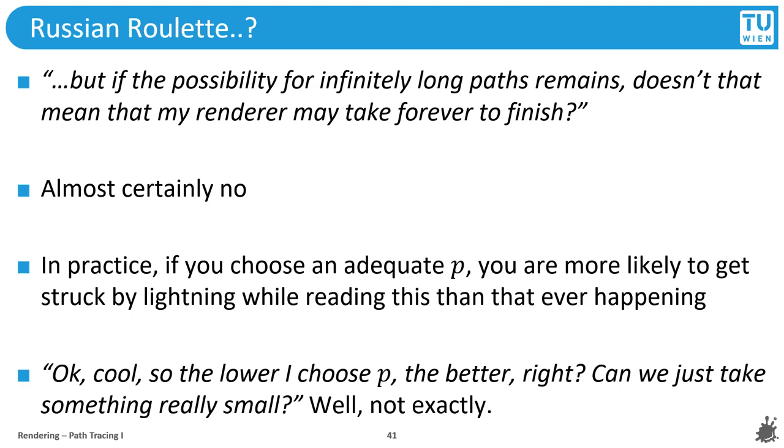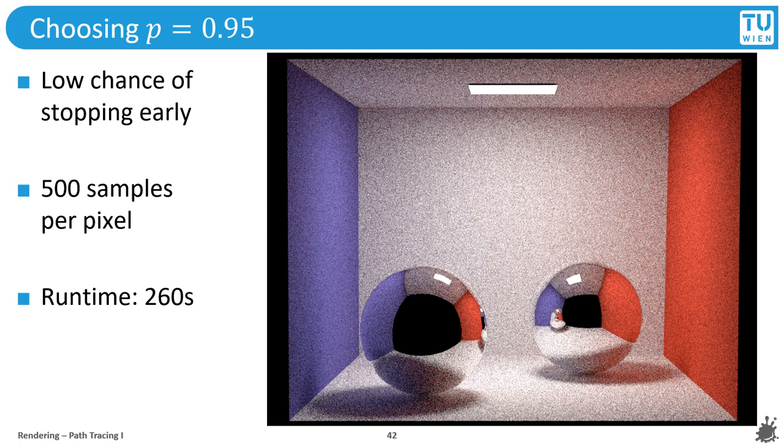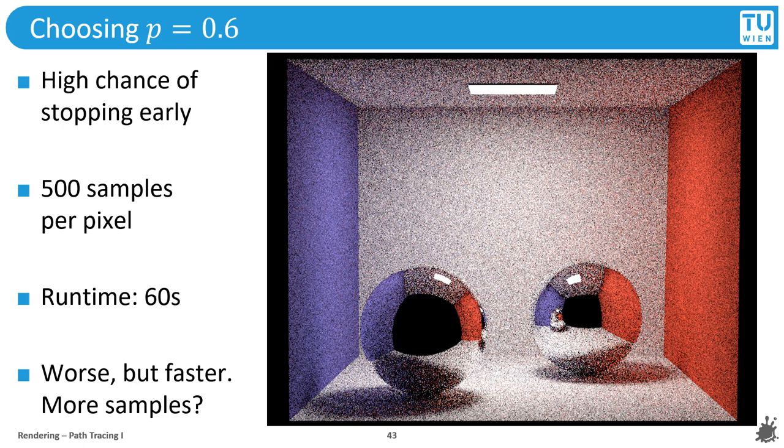Let's look at the rendering where we use Russian roulette with a survival probability of 0.95. We take 500 samples per pixel and get a total runtime of 260 seconds with a decent image quality. Now let's compare that to a fixed survival probability of 0.6. The rendering is much faster, but it is also much noisier.